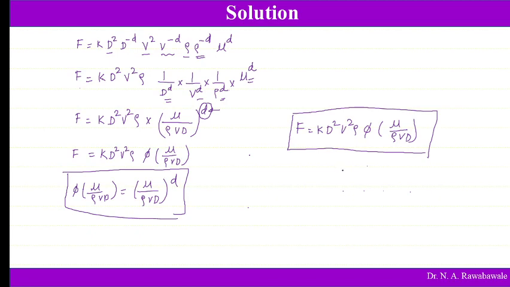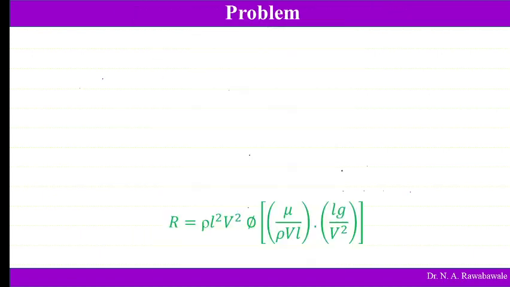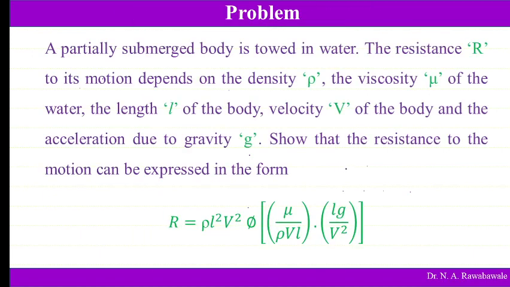Now we see another numerical. A partially submerged body is towed in water. If we see a failed vehicle, another vehicle is going to attach to it and pull it. That is called towing. So here a partially submerged body is towed in water. The resistance R to its motion depends on several parameters. When this partially submerged body is towed by some ship or something else, it is dragged in the water, partially submerged, not completely submerged.